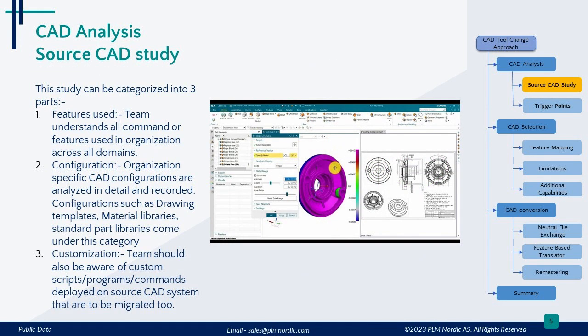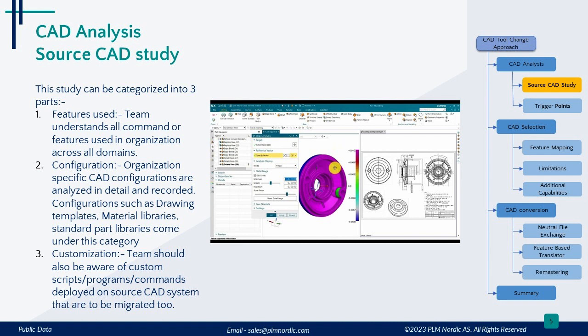Moving on to source CAD study, which can be categorized into three parts. Firstly, the analysis of features used. In this case, team understands all commands or features used in organization across all domains. Secondly, the configuration. This is where all the organization-specific CAD configurations are analyzed in detail and recorded. Configurations such as drawing templates, material libraries, standard part libraries come under this category.